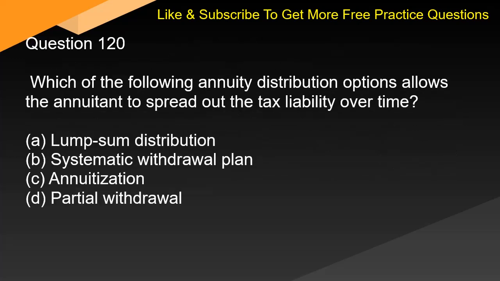Question 120. Which of the following annuity distribution options allows the annuitant to spread out the tax liability over time? A. Lump sum distribution. B. Systematic withdrawal plan. C. Annuitization. D. Partial withdrawal.